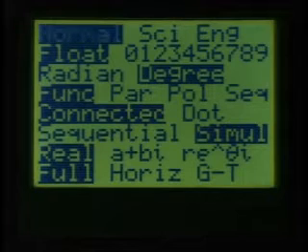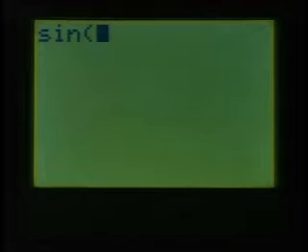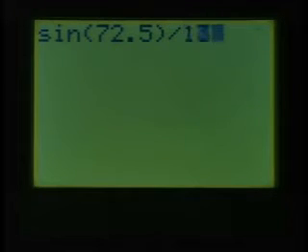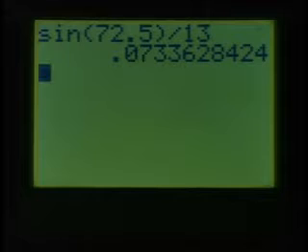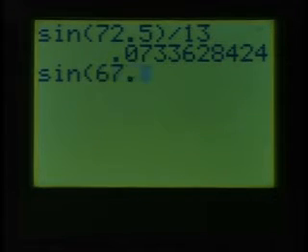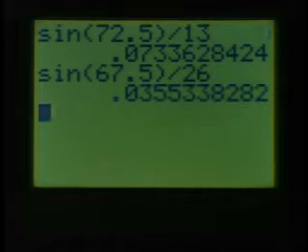And we're just going to punch this up. So we're going to take the sine of our 72.5 degrees, close that angle, divide it by its side opposite length, 13, and we get a number. And then we're going to compare that to the sine of 67.5 degrees divided by its opposite side, 26. Aha.